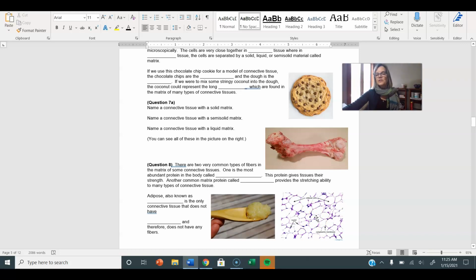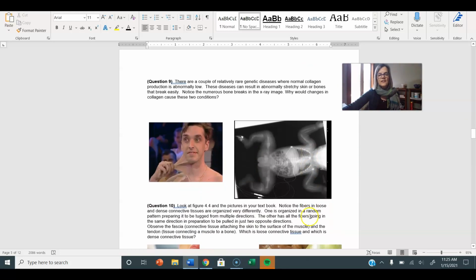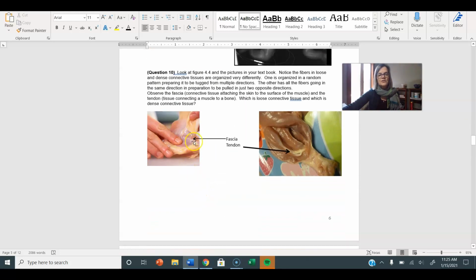Finally, I just want to encourage you to look at some of the microscopic pictures of connective tissues in your book, particularly connective tissues like the loose connective tissue of fascia and the dense connective tissue of tendons. And you'll notice that the fibers in the matrix of those tissues are organized based on how the tissue functions. Fascia has loose connective tissue, and it's designed to stretch in different directions, but not tear. And so the fibers are going in all different directions at once.